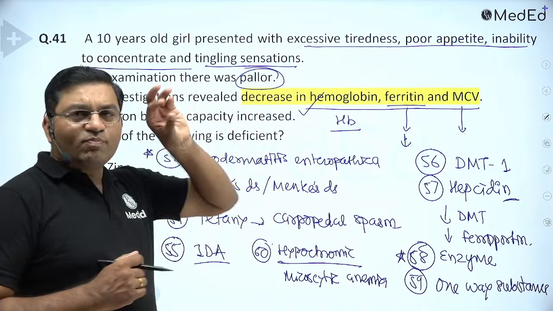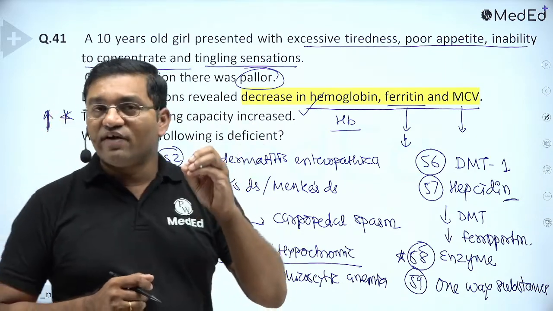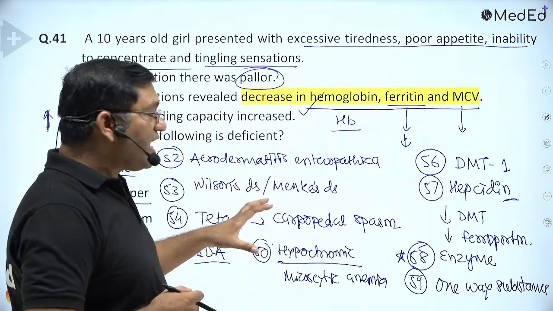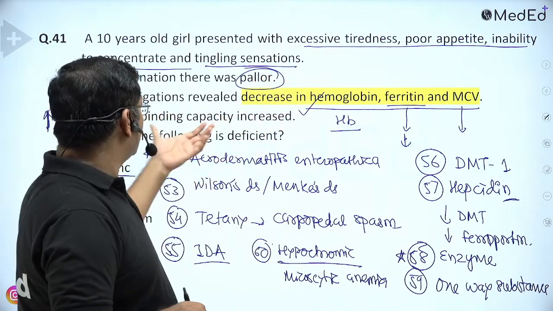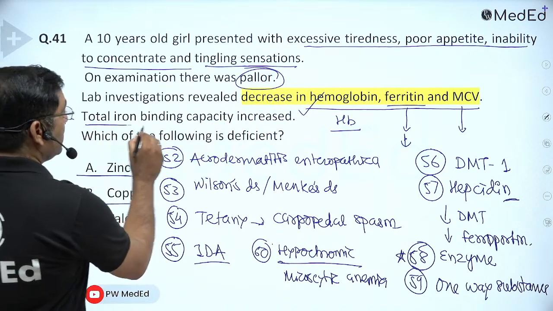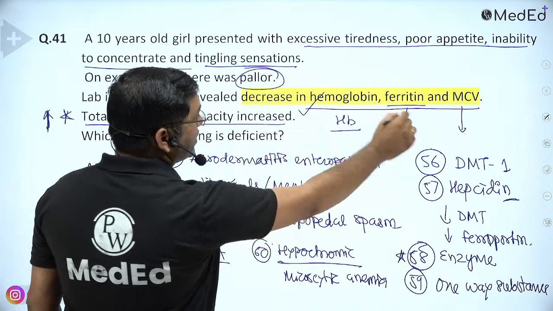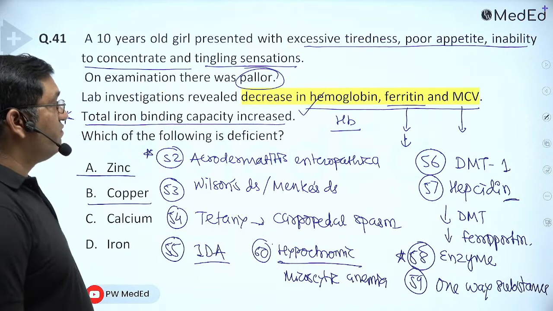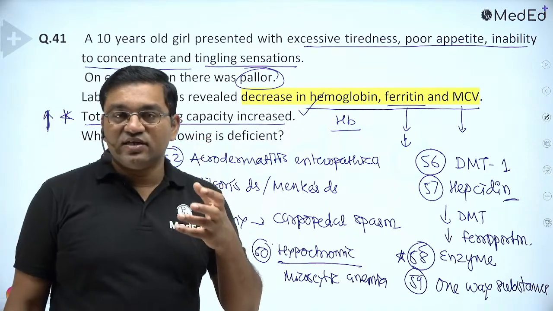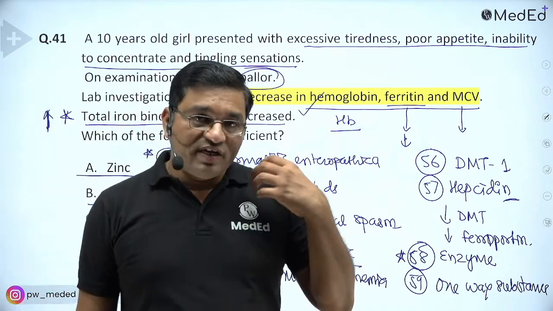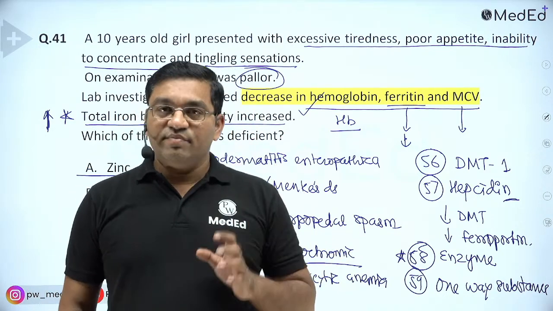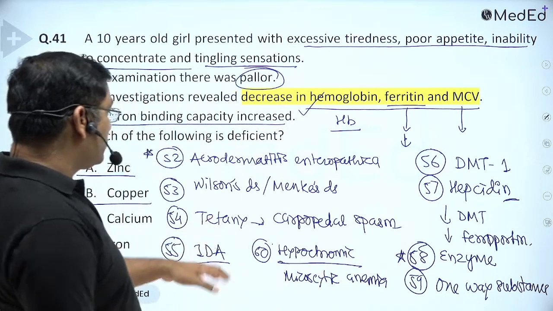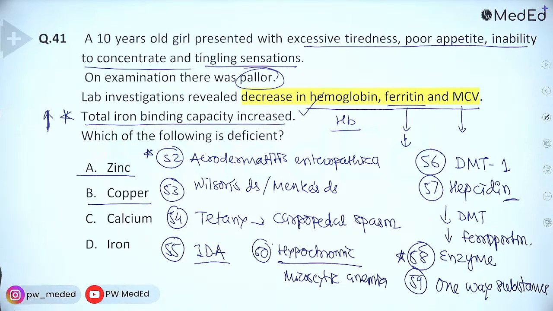So all the points related to iron are very, very important. If there is iron deficiency, there is increase in the TIBC, total iron binding capacity. There is decrease in the hemoglobin, ferritin, and MCV. Whenever there is increased demand or increased blood loss, there is iron deficiency anemia. Okay, so these are the important points related to iron.